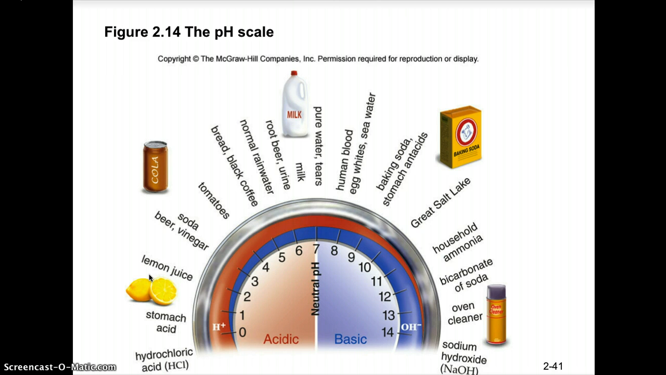On the other end, you have sodium hydroxide around a pH of 14. Oven cleaner has a pH of about 13. And household ammonia has a pH of about 11. Also, seawater and blood have a pH of around 8. So those are more alkaline or basic.